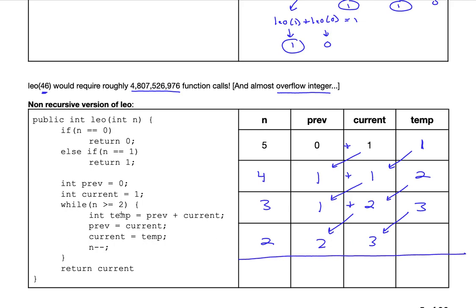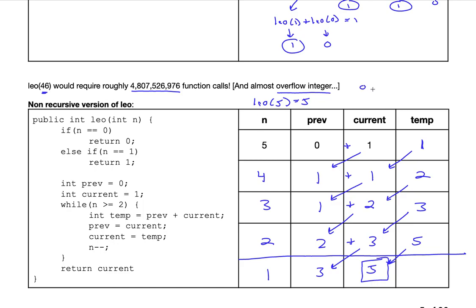And 2 is bigger than or equal to 2, so we're going to go one more time. We make the temp be the previous plus the current, which is the value 5. And then we make the previous take the value of the current, the current take the value of the temp, and n goes down by 1. And because the loop is done, because 1 is not bigger than or equal to 2, we return the current value, which was the value 5. And so what this is saying is that Leo of 5 is the value 5.